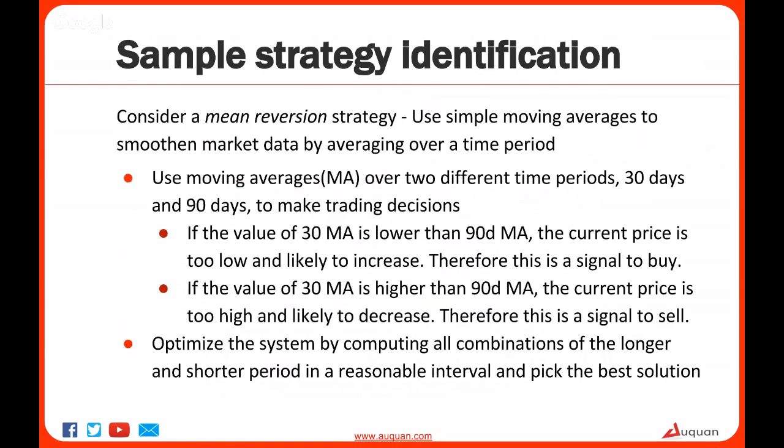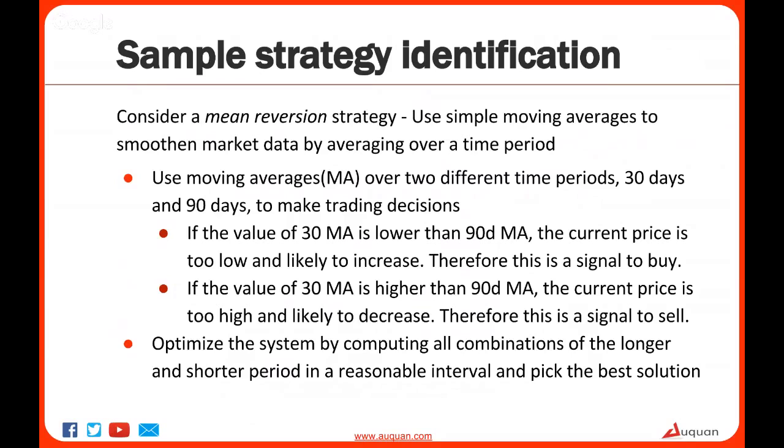Let's consider a very simple mean reversion strategy. A mean reversion strategy will use simple moving averages to smoothen noisy market data over a period of time. So let's say you're using 30 days and 90 days, and you compare these two different moving averages to make trading decisions. The hypothesis is that the longer term, in this case the 90-day moving average, is the long-term trend, and the 30-day moving average is just the fluctuations around that long-term trend.